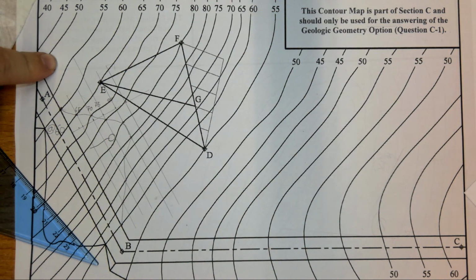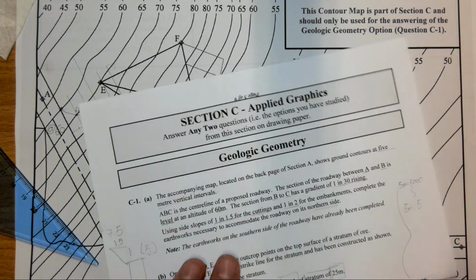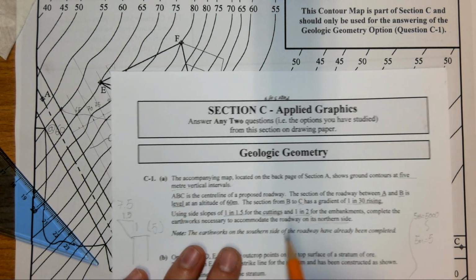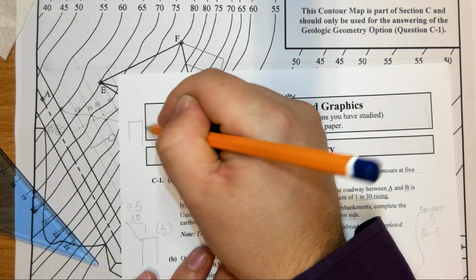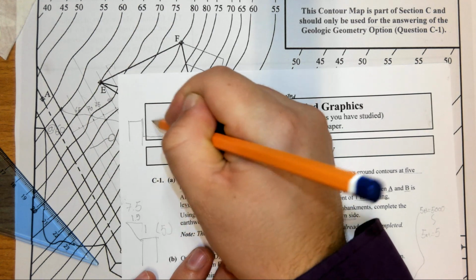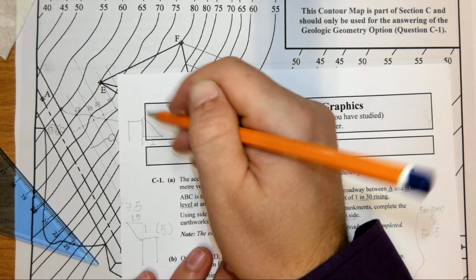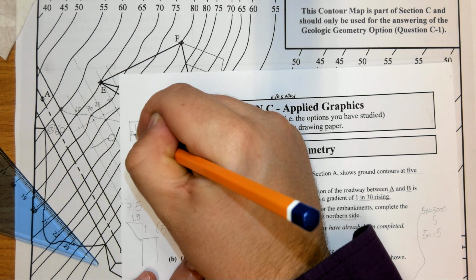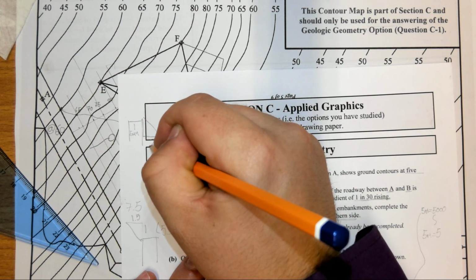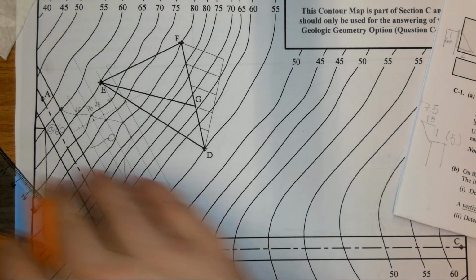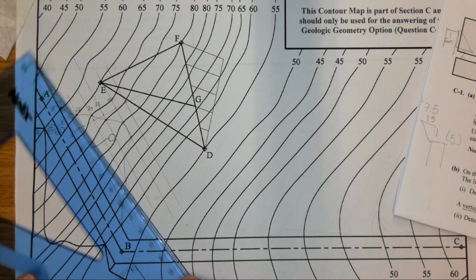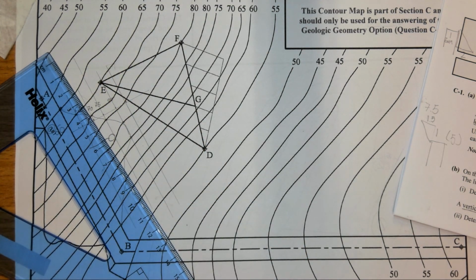This area here is an embankment, because the numbers are lower than 60. For the embankment, it says 1:2. So for every 1 unit you go down, we're going out 2 units. So 1 unit is the equivalent of 5 millimeters. So we're going out 10 millimeters from the side of the road.